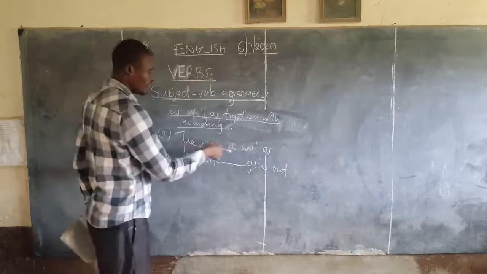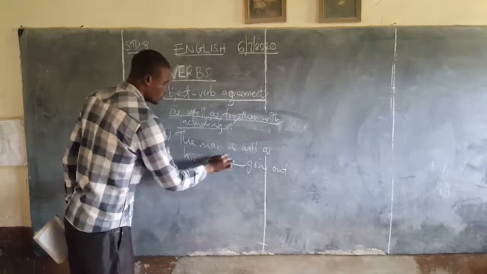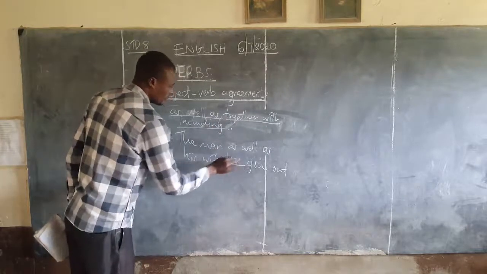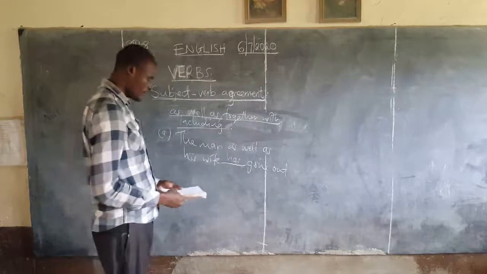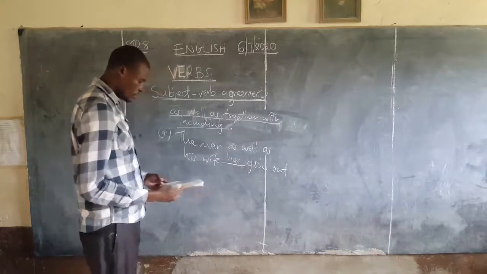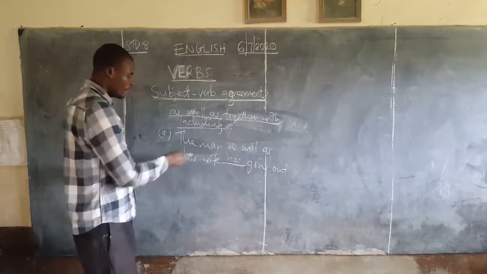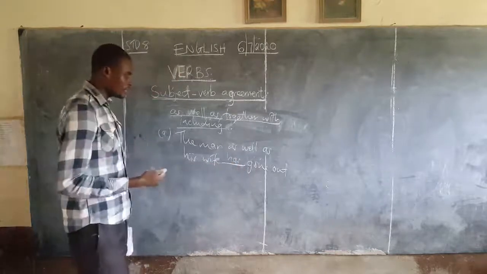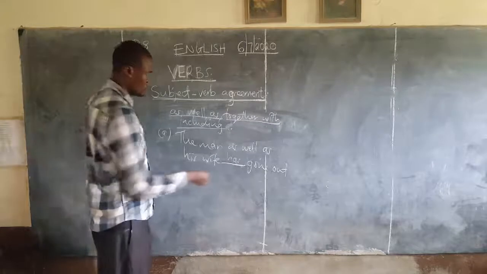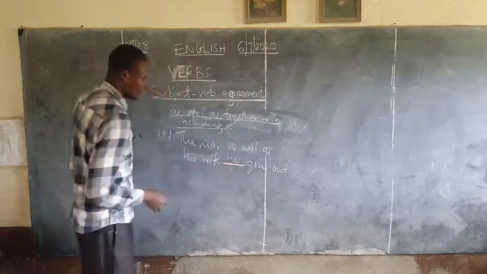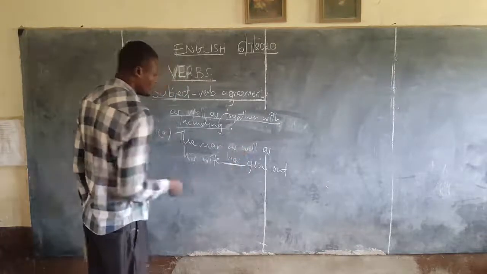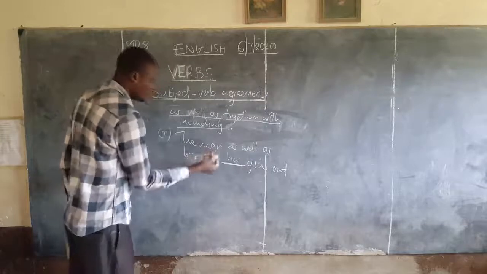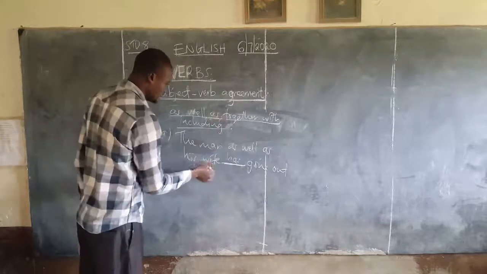The man as well as his wife. So you just take a singular one. The man as well as his wife has gone out. You also take a singular verb. The man as well as his wife has gone out. Don't say the man as well as his wife have gone out. Don't put a plural verb in this level for it to agree with the subject, because we have mentioned them individually, the man as well as his wife.